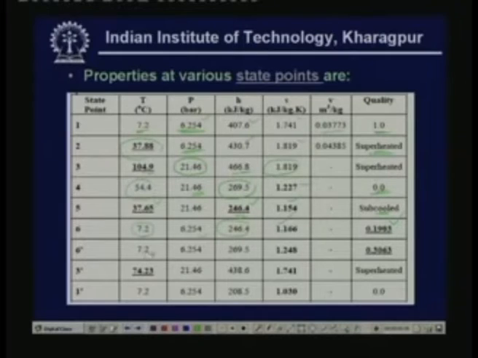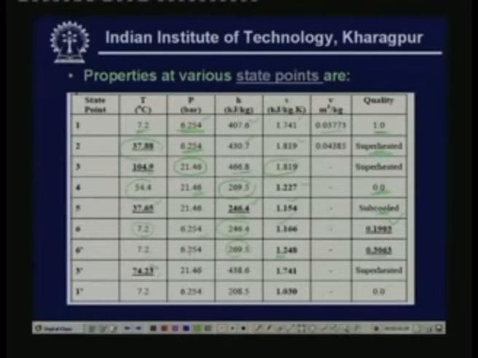And point 6 dash is for the SSF cycle without liquid suction heat exchanger. Here again the temperature is 7.2, pressure is 6.254, and the enthalpy is the enthalpy at the exit of the condenser, that is 269.5. Again, from the enthalpy value and the pressure you find the entropy value, and you also find the quality, which works out to be 0.3063.